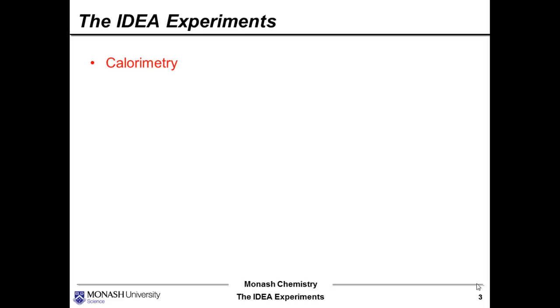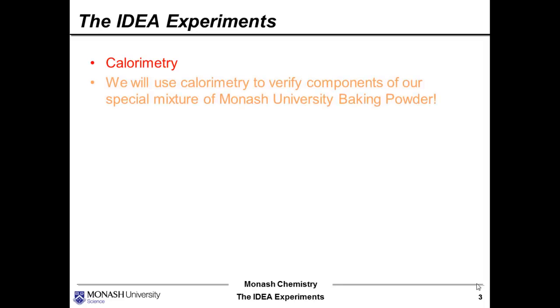In this case, we're exploring calorimetry, which is something you've been talking about in lectures. We're going to be using calorimetry to verify components of our special mixture of Monash University baking powder. Of course, this comes from the thermodynamics topic, and in this case, we're going to be looking at temperature change to see if we can make an unambiguous decision about what this baking powder is made of.